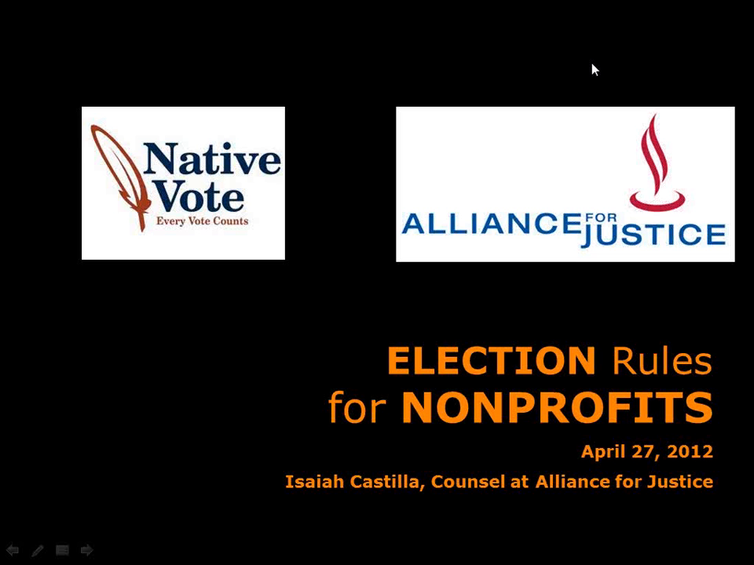So the four areas of our Native Vote campaign are get out the vote and voter registration, voter protection, and voter and candidate education and data collection. And those are the major elements of our Native Vote campaign. And of course, the get out the vote and voter registration efforts are very grassroots oriented, and that's one of the reasons why we need you.